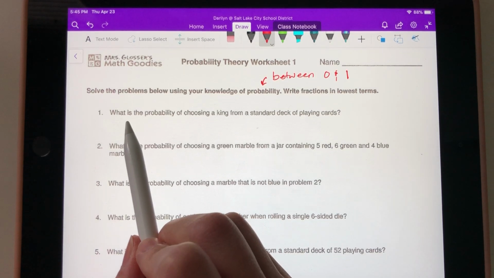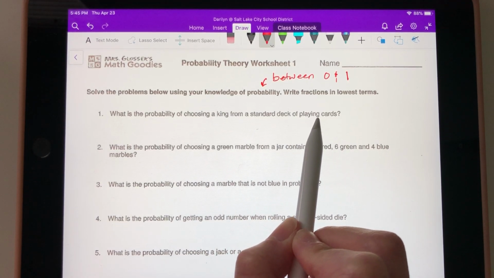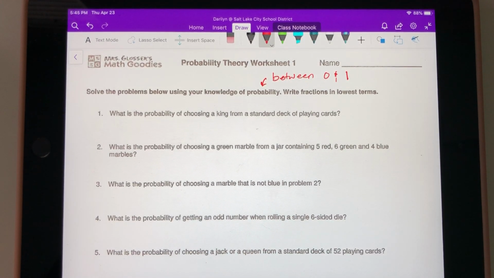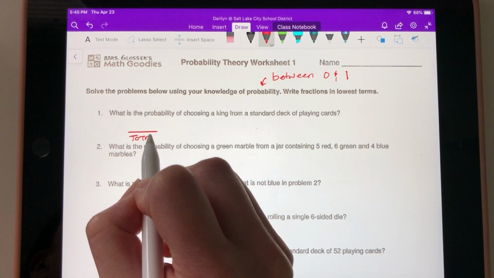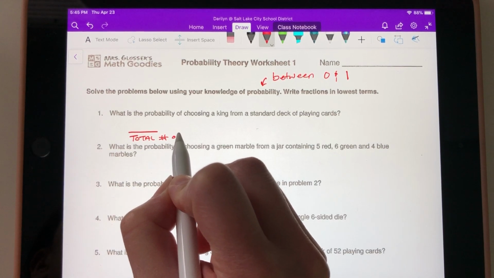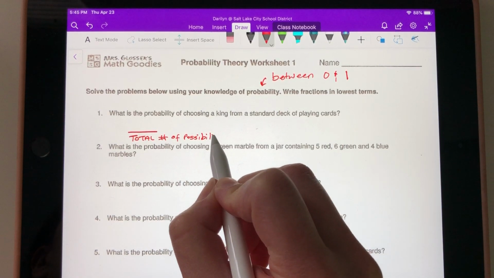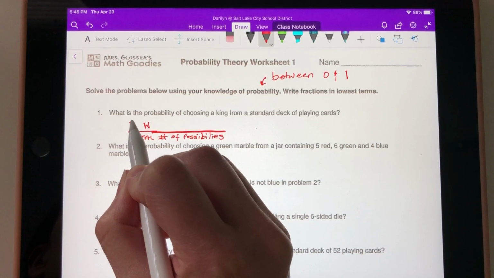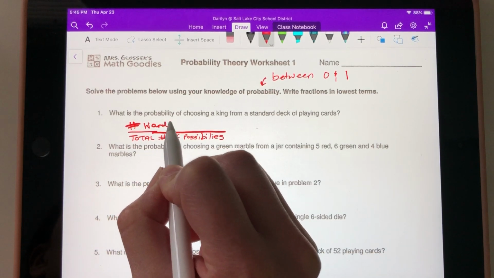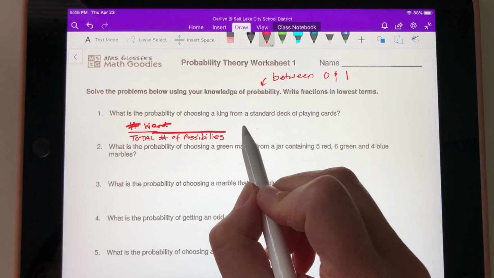All right, so number 1, what is the probability of choosing a king from a standard deck of playing cards? Anytime you're finding something like this, you always want the total number of options, what is possible, on the bottom, and on the top you're going to put the number of the things that you want. That's the fraction that you're going to use.